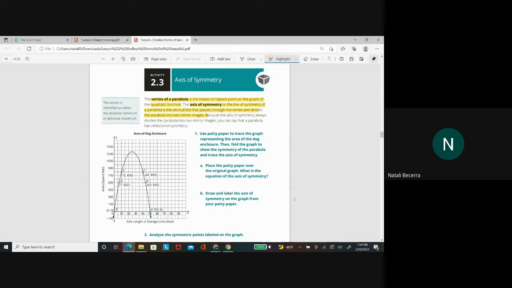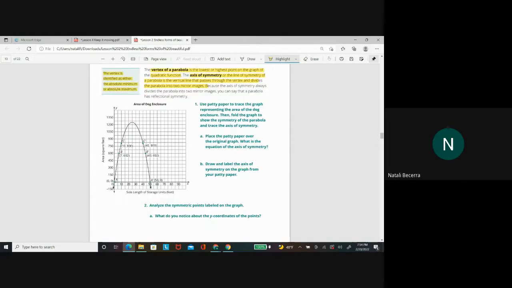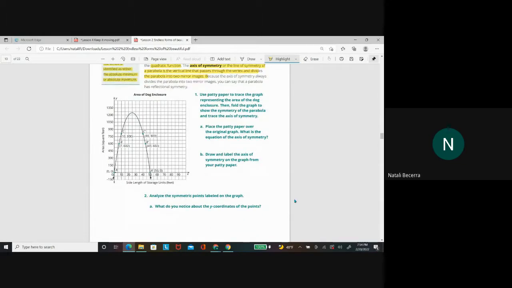So you already know what symmetry is. Whenever you cut something in half, it needs to be the same on both sides. The vertex is identified as either the absolute max or the min. So the max and the min is really important because that lets you know what your vertex is, okay? So for example, right here, the vertex, where's the curve? The curve is right here. So this is my vertex.